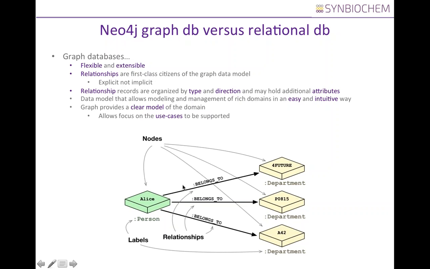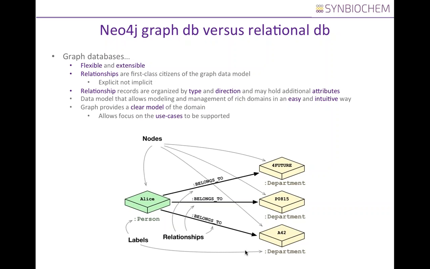So in this case, if we're representing the same information as Alice belonging to 3 departments, the structure of the database maps what we would do conceptually if we were writing on a whiteboard. It's just a case of specifying our nodes, which in this case are the person, Alice, and the departments here. And then we can draw specified relationships between them.